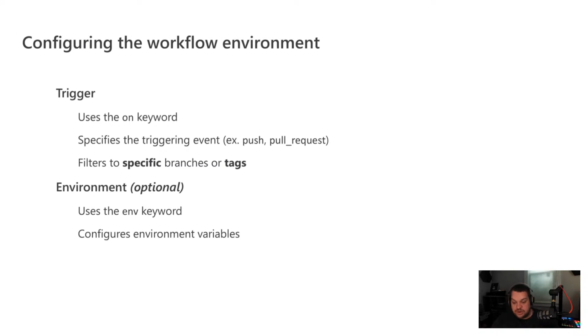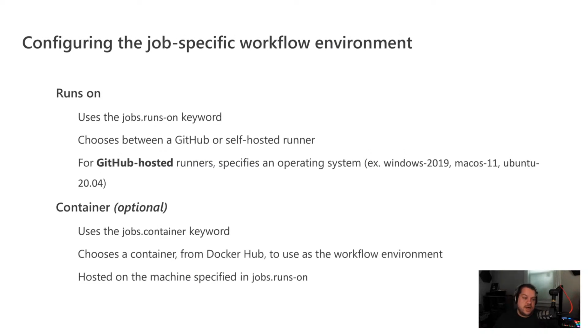You can also specify other configuration options. For example, you can optionally configure an environment with some settings. So, if you need an environment variable as part of this workflow, if you need a specific environment variable as part of your build.